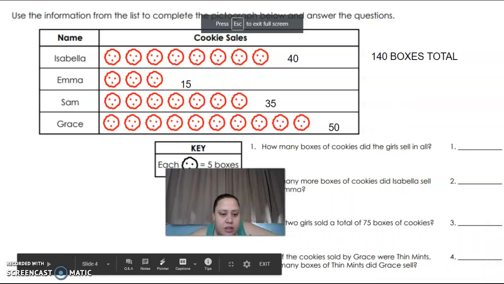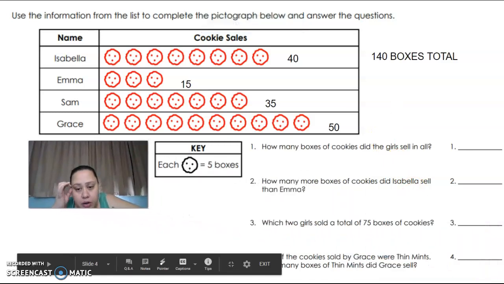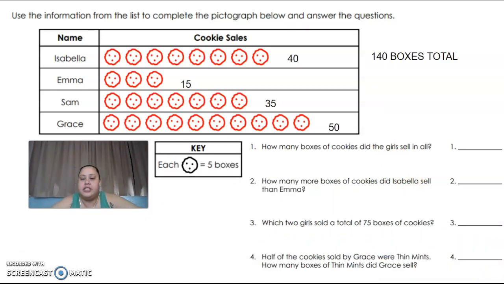These are very similar to the questions that you are going to do on your own, so pay close attention. Question number 1, how many boxes of cookies did the girls sell in all? Oh, look at that. When we come prepared, it's much easier to answer the question. Keyword in this question is in all. Most of you know when it's in all, what are they asking for? They are asking for the total. The total of what? The total of all the girls, how much they sold.